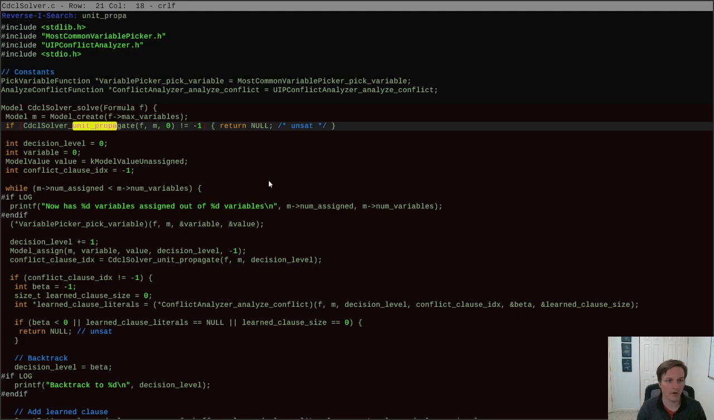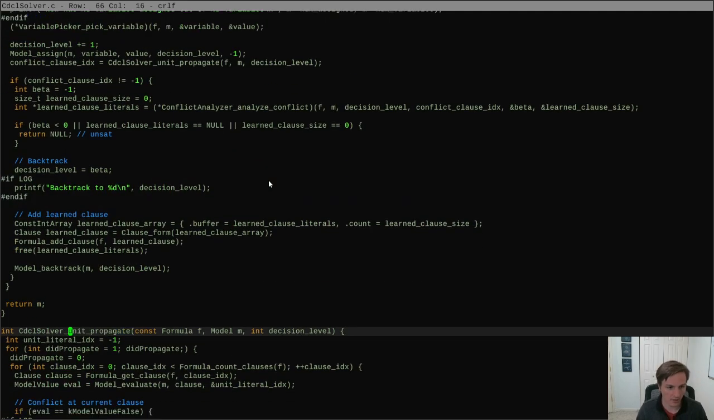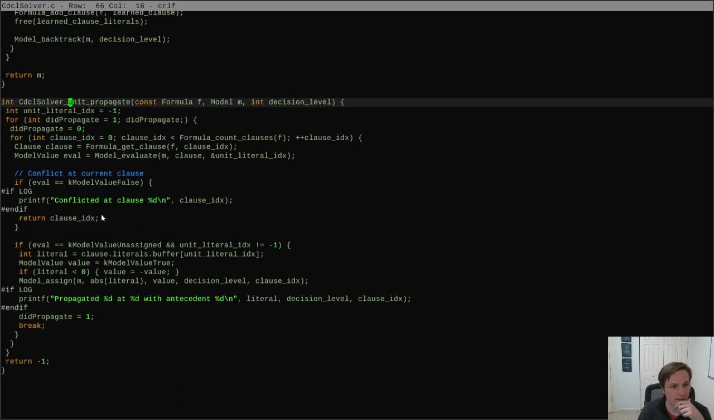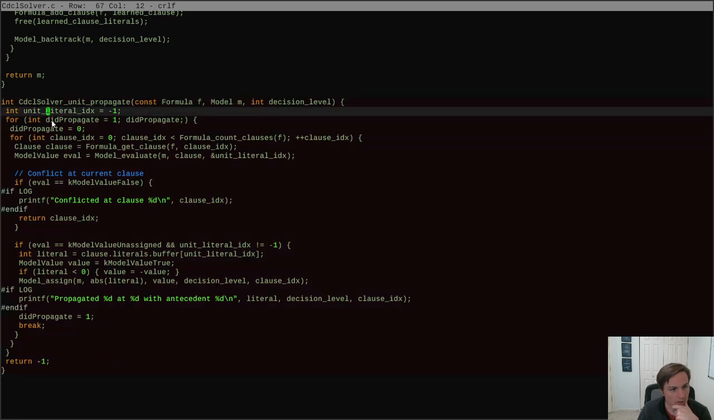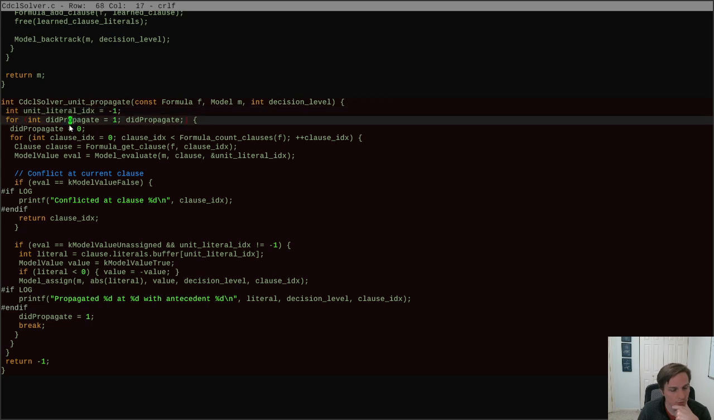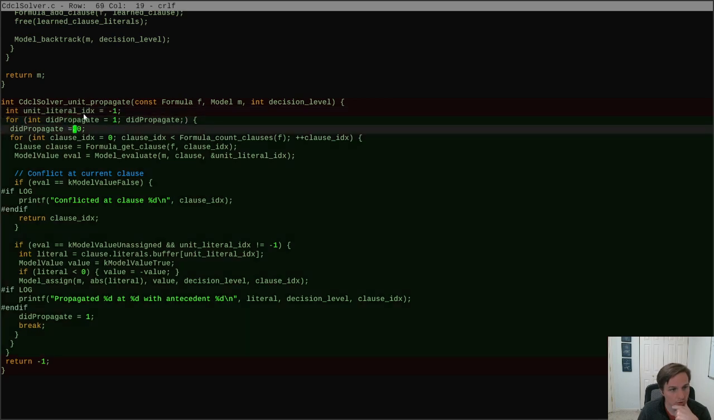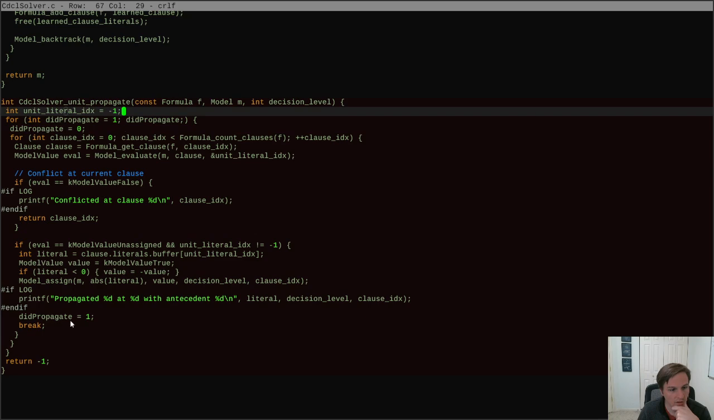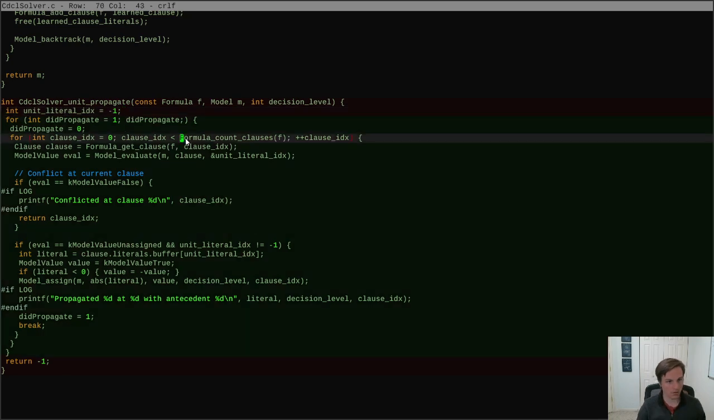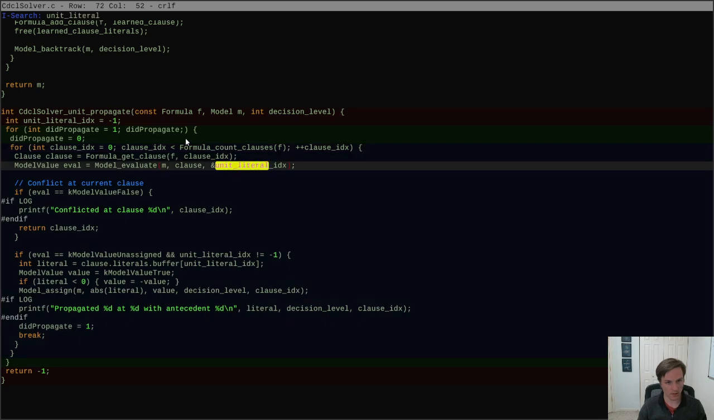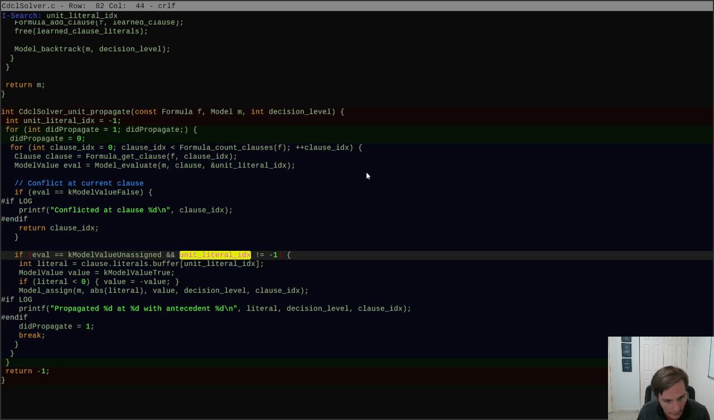Unit propagate. Okay, I'm already forgetting the name of this thing. Unit propagate is going to live down here, this little helper thing. All right, so unit propagate takes a formula, takes a model, takes a decision level, and let's see. It's going to start with the unit literal index at -1. So yeah, it's popping those out from the evaluates. We saw earlier how that works.